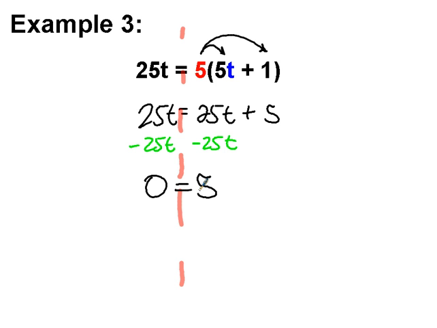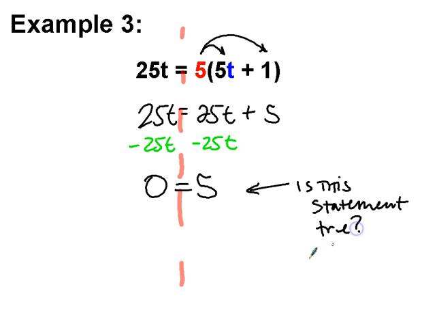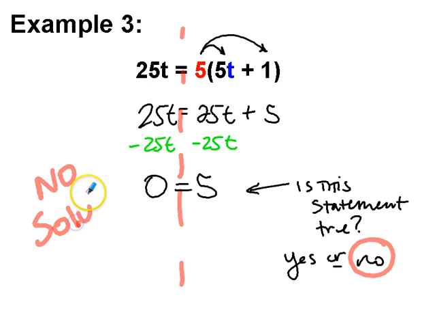Now I ask myself a really important question: is this statement true? Your answer would be either yes or no. So I ask myself, is there ever going to be a time where 0 is equal to 5? And hopefully, pretty confidently, I can say no, it's not true. What that tells me is that for t, there is no solution. And we'll come back to clarifying the no solution case versus the next example in a moment.